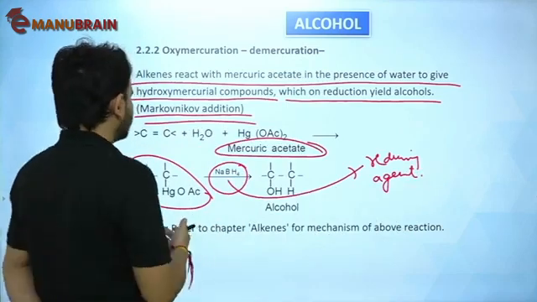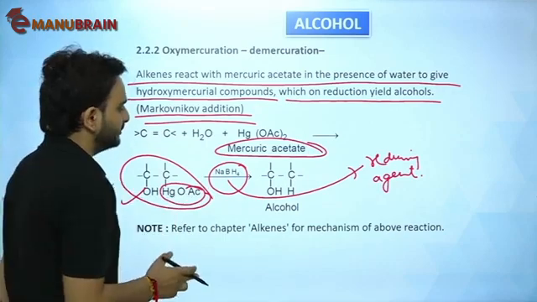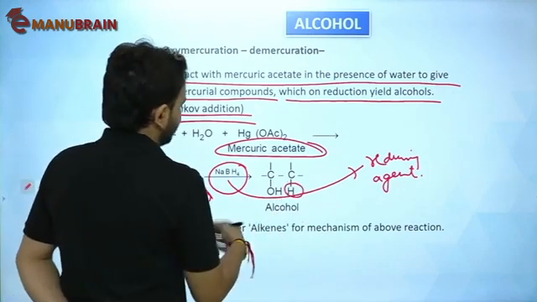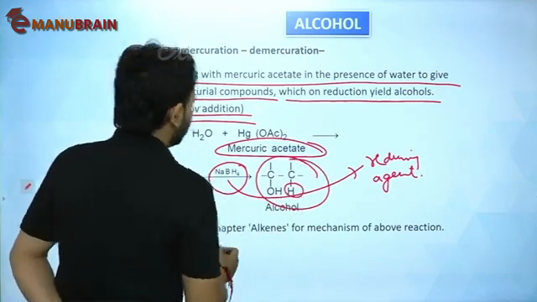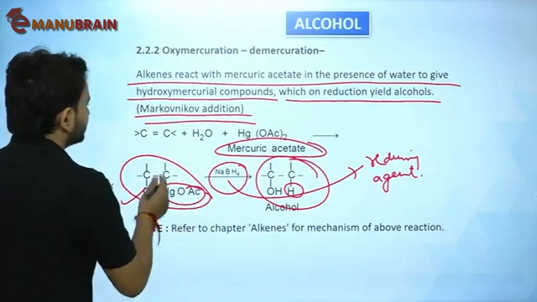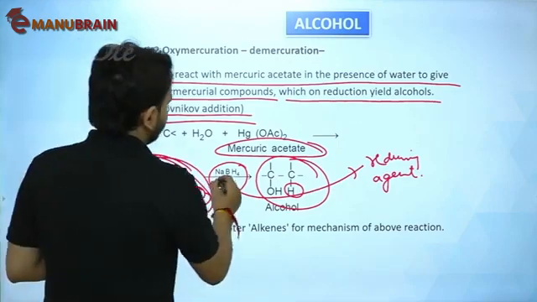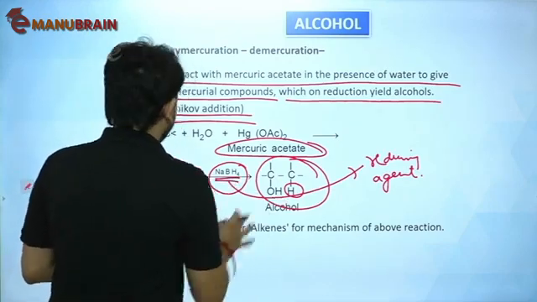NaBH4 is a mild reducing agent. It will be able to remove this HgOAc and finally attach H, and in the process give you an alcohol, right? I hope you've understood this, guys, right? So hydroxymercurial, this compound is reduced, right? And finally only alcohol is left, right?